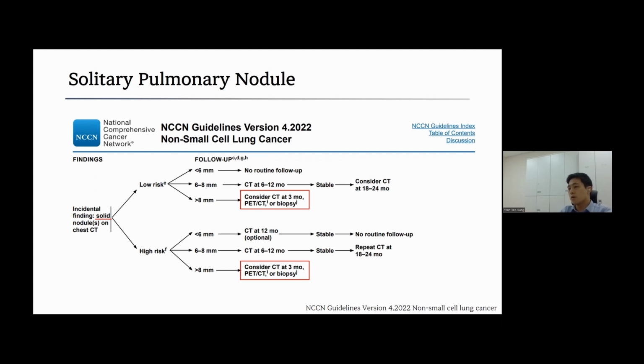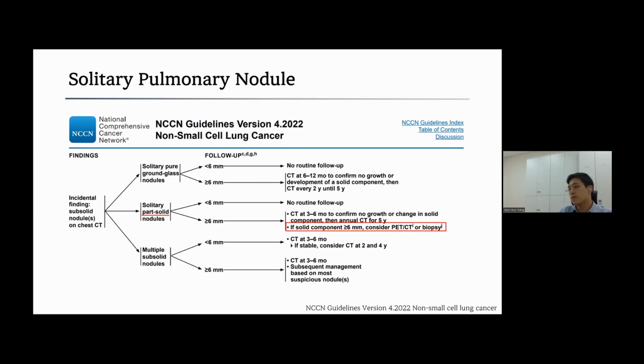For incidental solid nodules on chest CT, NCCN guidelines recommend to consider FDG-PET-CT for nodules of diameter greater than 8 millimeters. On the other hand, for partially solid nodules incidentally found on chest CT, considering FDG-PET-CT is recommended when the solid component is larger than 6 millimeters in diameter.